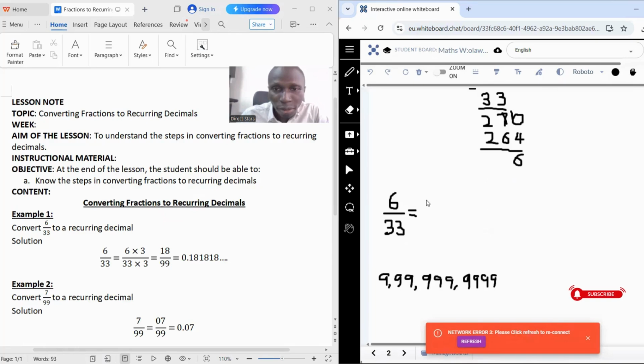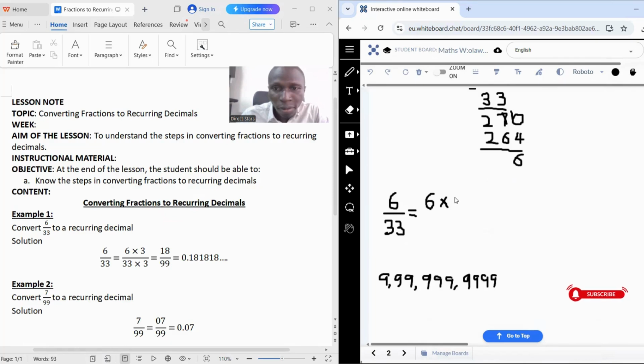Now we're going to have this to be 6 times 3. I'm also going to have this to be 33 multiplied by 3. Now 6 times 3, we're going to have this to be 18. Then 33 times 3, we're going to have this to be 99. So we now have a denominator of 99 now. So it will be easier for us to convert this to a recurring decimal.